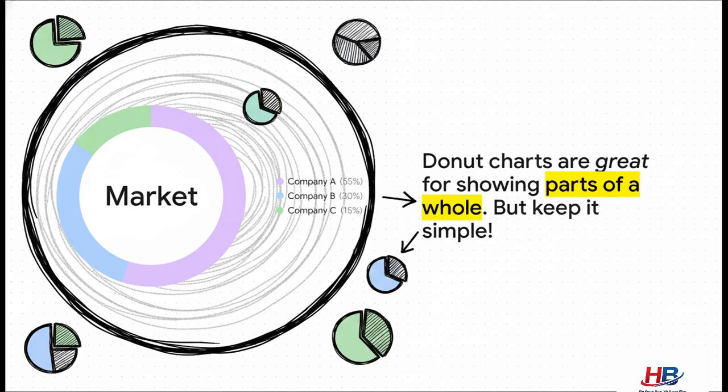The circle shape is like a universal signal to our brain that says, hey, all these little pieces add up to 100%. But here's the key, keep it simple. If you have more than, say, 5 or 6 slices, just don't. It gets way too confusing and you're right back where you started.